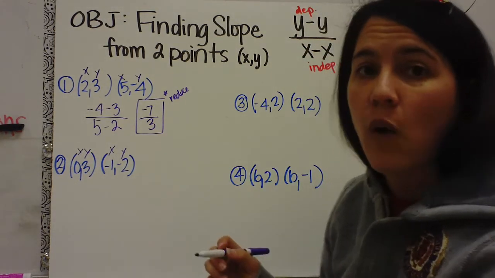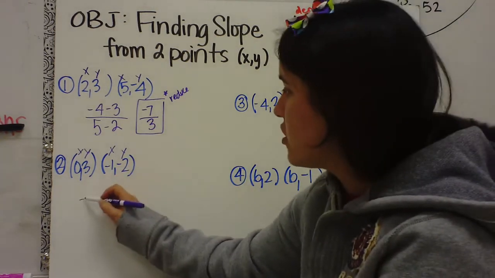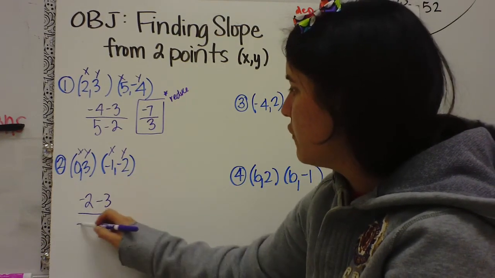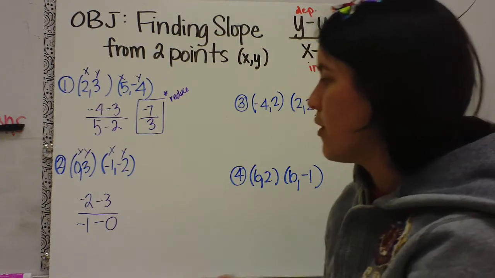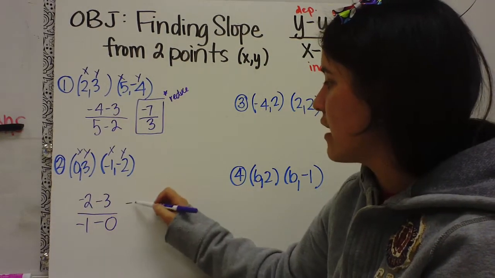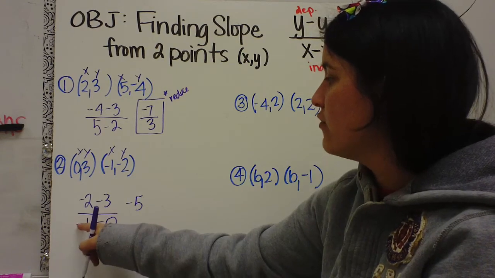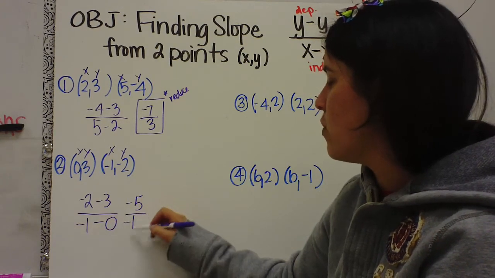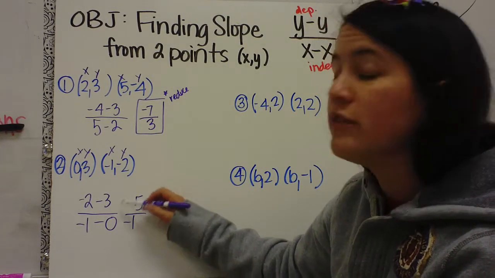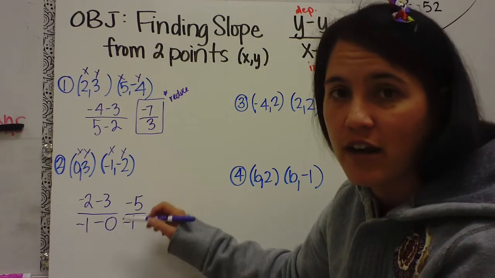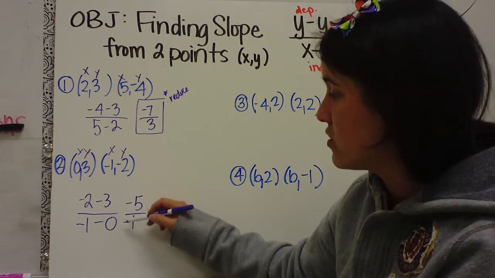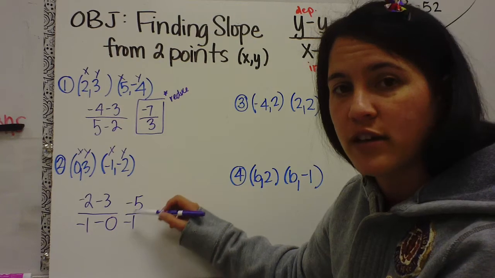Then you subtract y's on top, so -2 minus 3, -1 minus 0. I just subtracted. -2 minus 3 is -5. -1 minus 0 is -1. Now in this situation we have -5 over -1. You can't have a negative on top and a negative on bottom. So when you type into your calculator to reduce, you'll see that those cancel. And then 5 divided by 1 is just 5.